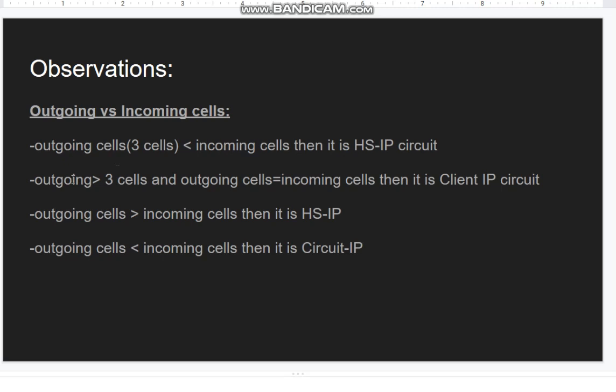If the outgoing cells were greater and 3 cells, and the outgoing and incoming cells were equal, then it was the client IP circuit. Similarly, if the outgoing cells were greater and the incoming cells were less, then it was the HSIP. If the outgoing cells were less and the incoming cells were greater, then it was the circuit IP.